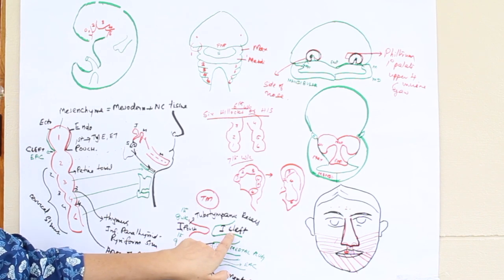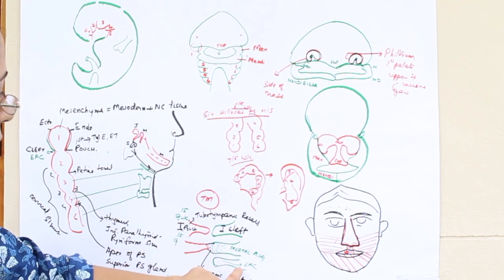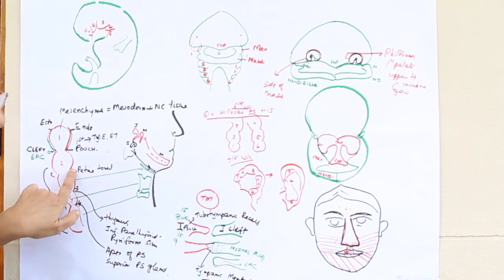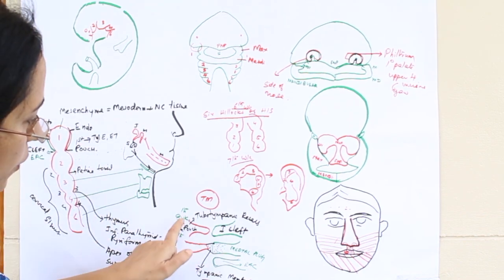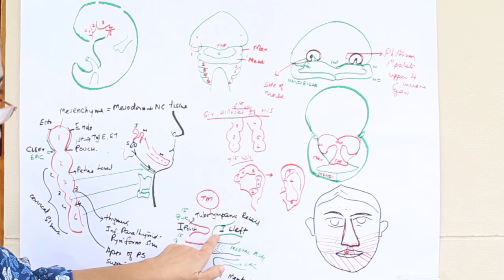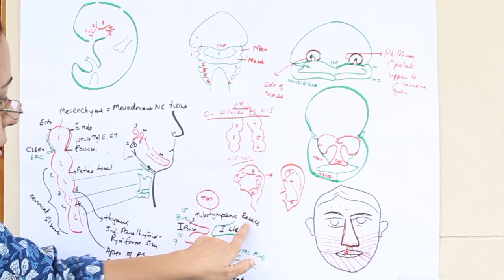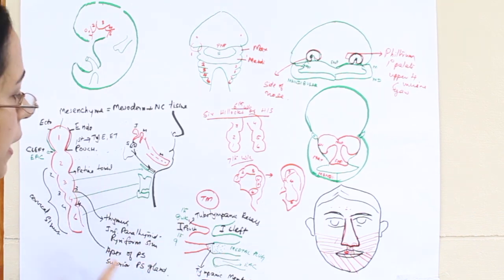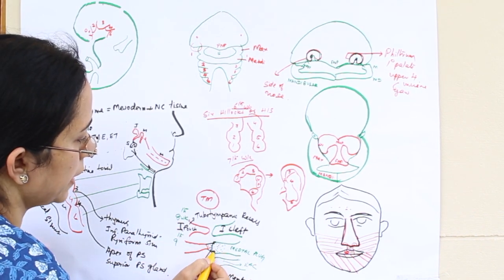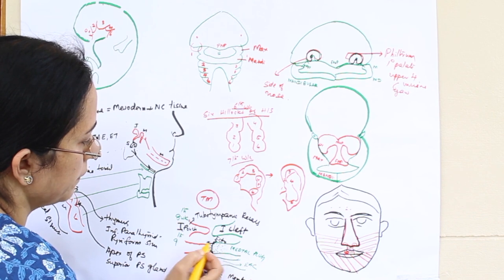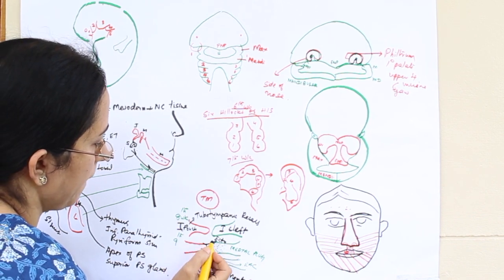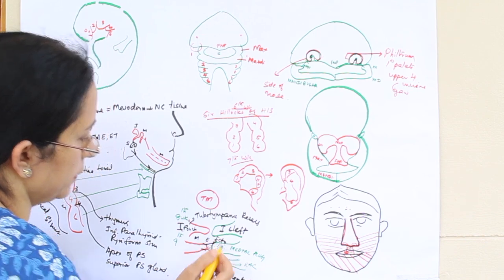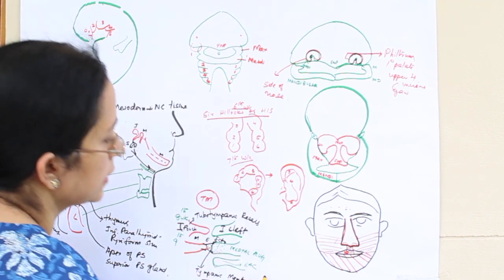Okay, so the first cleft becomes the external auditory canal, and the second part, from the first along with the second, grows into the cleft as a tubotympanicus, and from there becomes the tympanic membrane. So the tympanic membrane, actually this part is ectoderm, inner part is mesoderm, and this part is the endoderm. So the tympanic membrane has three layers.